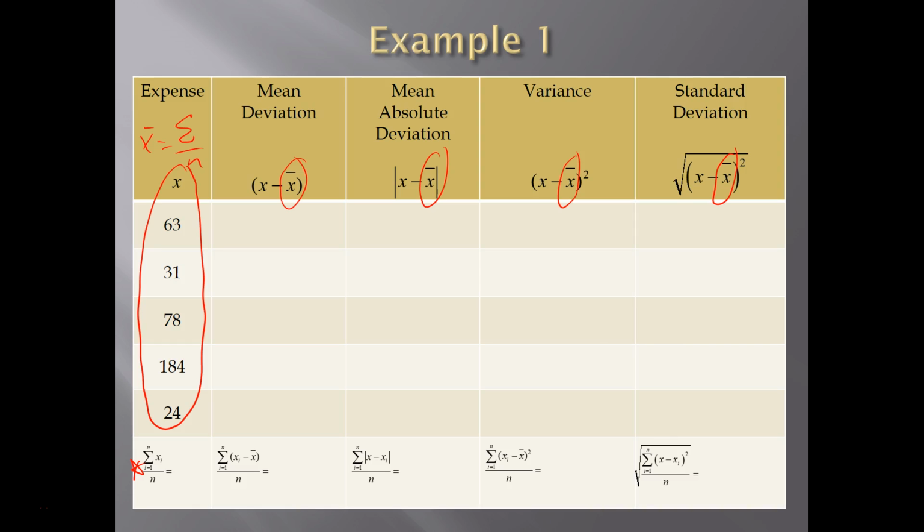So I'm going to add the 63 plus the 31 plus the 78 plus the 184 plus the 24. And when I do, I get 380. So I get 380 divided by n. N is 5. There are 5 data values. And when I do that, I get my mean, which is 76 even. Right on the dot, 76. So we don't have to deal with decimals.